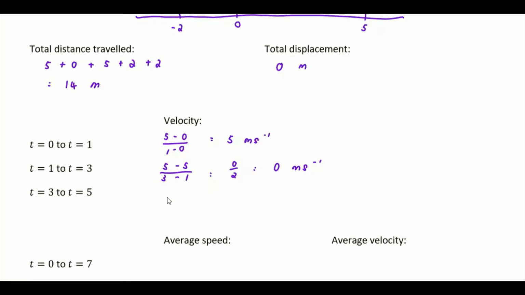So it's going to be 0 minus 5, and after that 5 minus 3. So you will be able to get a negative number over 2. So that's why you will get negative 2.5 meters per second. Okay, so that's the idea for velocity. For velocity, you need to talk about the positive and negative as well.